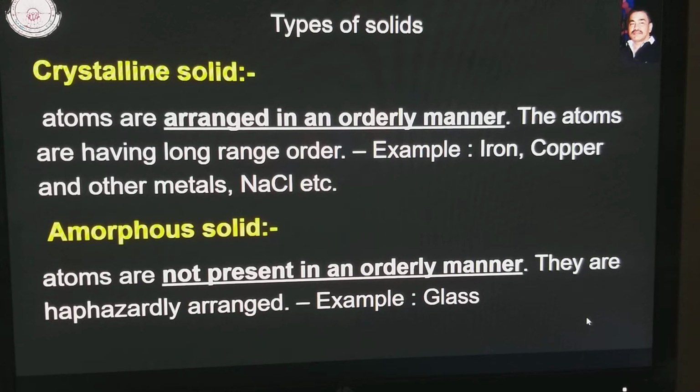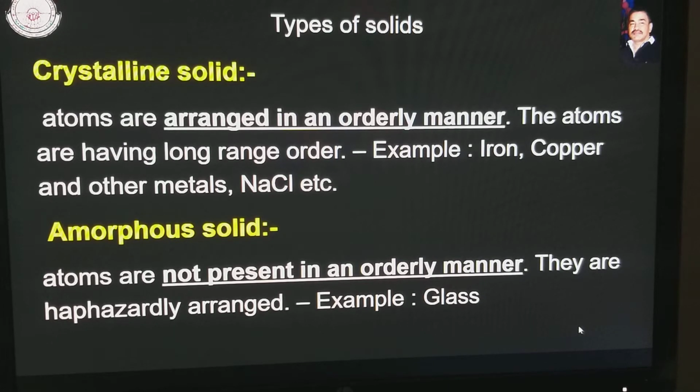In case of crystalline solids, atoms are arranged in an orderly manner, that is, in a periodic manner. The atoms have long range order. For example, of crystalline solids, we can say iron, copper, and other metals, sodium chloride, etc. On the other hand, in amorphous solids, atoms are not present in an orderly manner. They are haphazardly arranged, for example, glass.